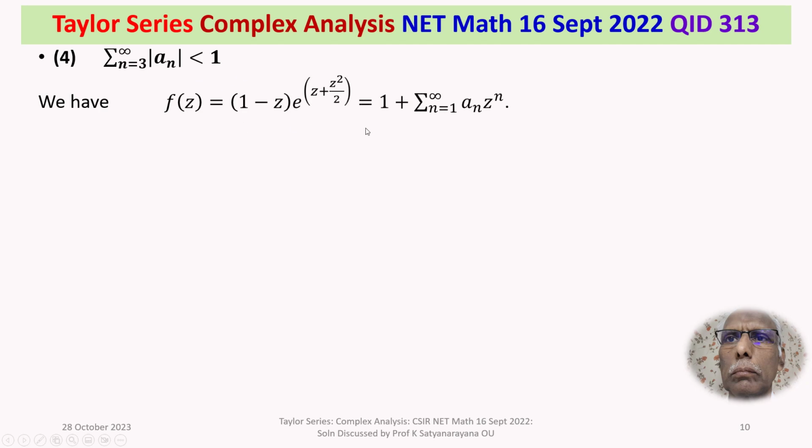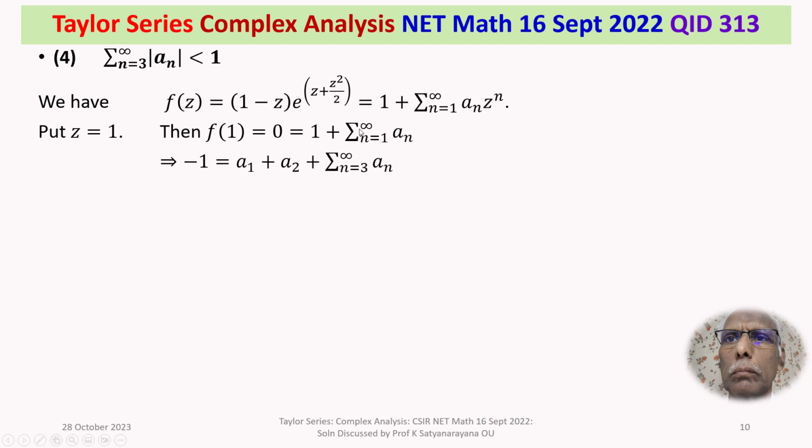How do we show this? So f of z we have written here. Put z is equal to 1 in this. Then you will get f of 1 is equal to 1 minus 1, which is 0, is equal to 1 plus sigma n is equal to 0 to infinity an z to the power of n. This will imply sigma n is equal to 1 to infinity an is minus 1. That is, minus 1 is equal to a1 plus a2 plus sigma n is equal to 3 to infinity an. But a1 is equal to a2 is equal to 0, which we have already seen.